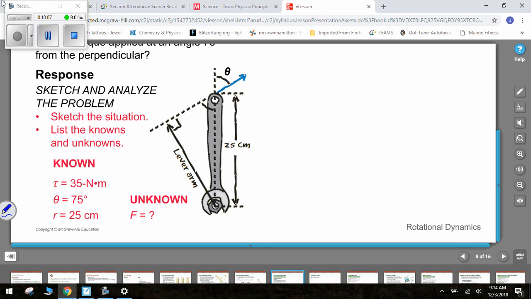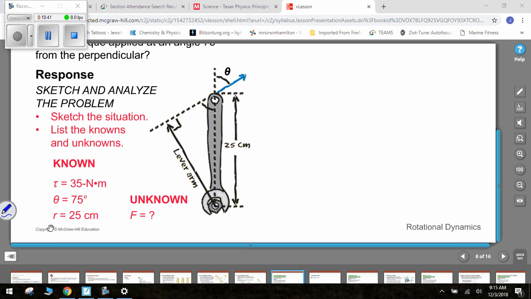So what do we see as a problem at this point? Look at our knowns. There's a problem inside our givens. Can anyone spot it? Different units. That's right. The tau was given in newtons times meters, and the R was given in centimeters. But we can convert that pretty quickly.